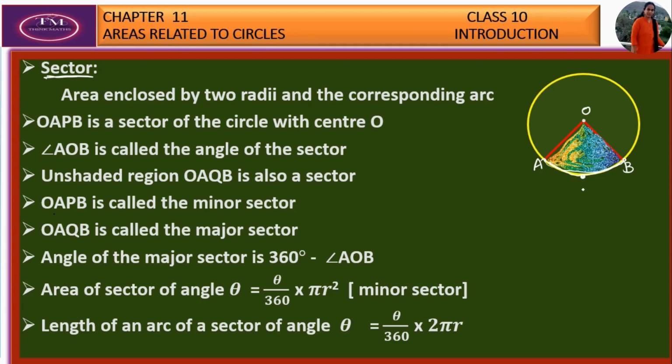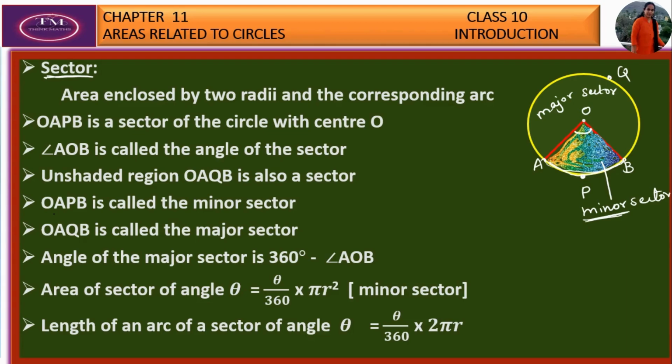Let us mark a point in this sector as P, and a point outside it as Q. This shaded portion, OAPB, is the minor sector. This unshaded portion is also a sector, the major sector. If it is given just as sector, with no word minor or major, then it denotes the minor sector.